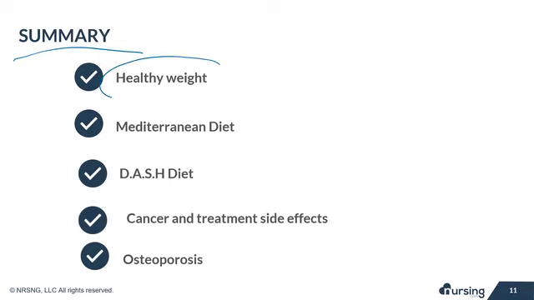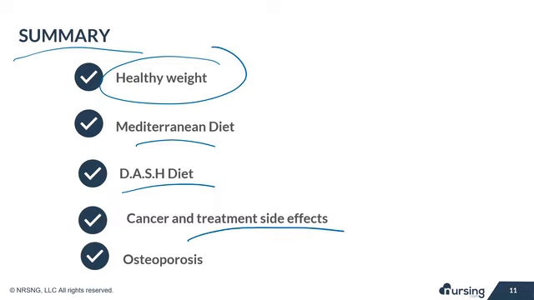So let's sum it up. A healthy weight is important with management of chronic diseases. A few diets that can be helpful are the Mediterranean diet as well as the D.A.S.H diet. Cancer has an impact not only because of the disease, but also with the side effects. And key nutrients for bone health are important with osteoporosis.